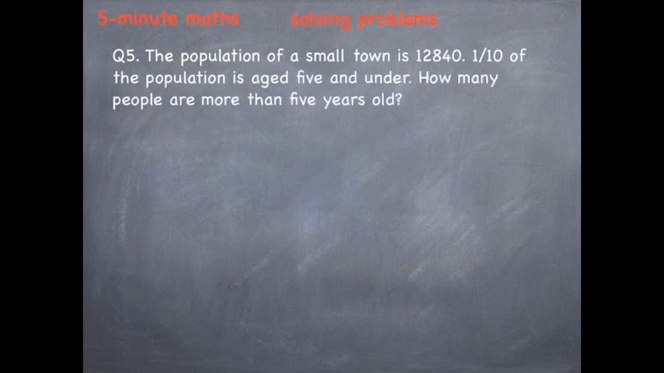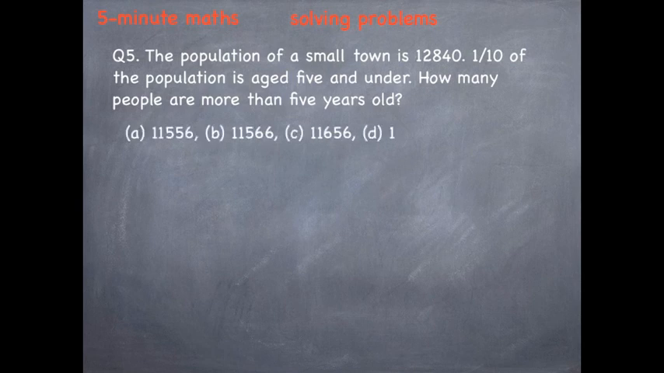The population of a small town is 12,840. 1/10 of the population is aged 5 and under. How many people are more than 5 years old? And here are the four options.